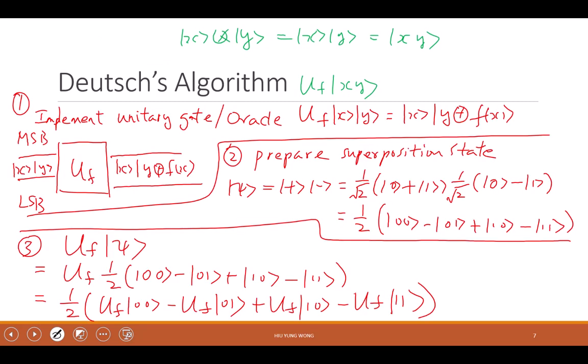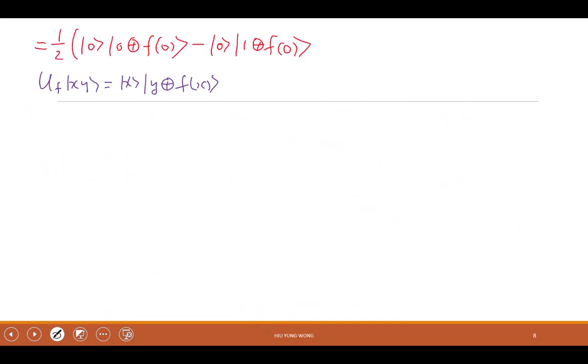Now see if you know this. How about this one? Plus UF applied to 1, 0. Then it means X is 1, Y is 0. So what should I write for the first term? X is 1, so 1, and then 0 exclusive or F of 1, very good, right? Because X is 1. And similarly, I apply it to the last term, because everything is 1, so it must be 1, 1 exclusive or F of 1. Okay, so that is what we get when we apply this to that, right?